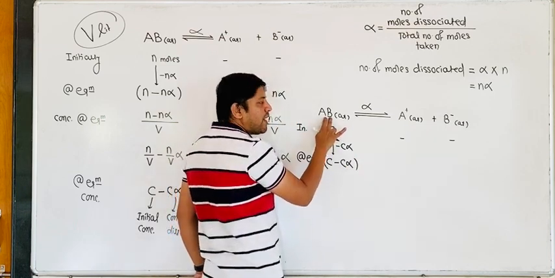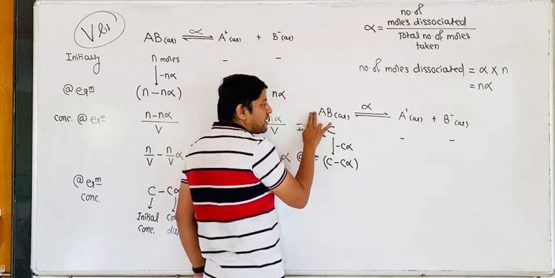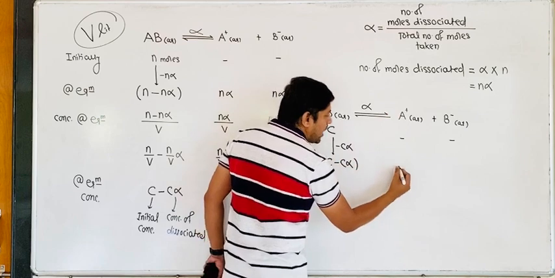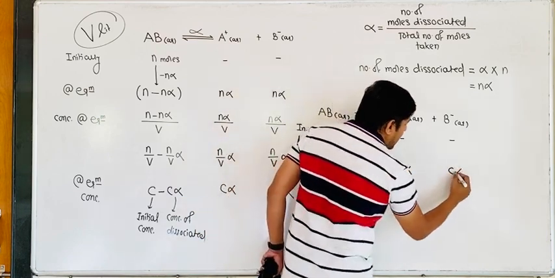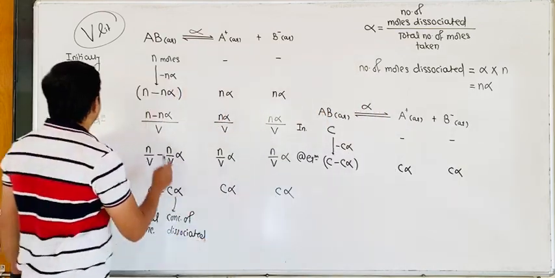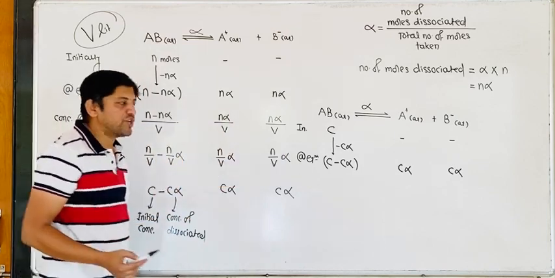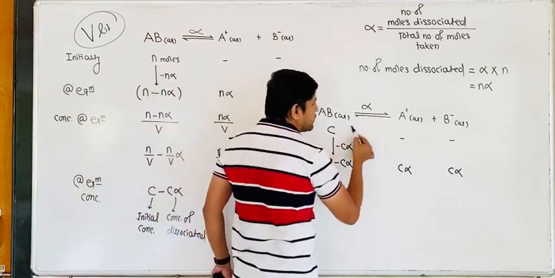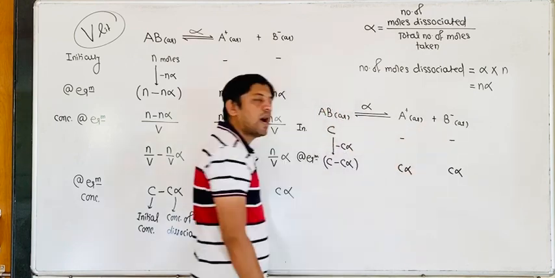If C into alpha moles of AB are consumed, the same C into alpha moles of A plus are formed, and C into alpha moles of B minus are formed. So instead of writing in terms of moles, we can write the expression in terms of concentrations of electrolyte or concentrations of ions.